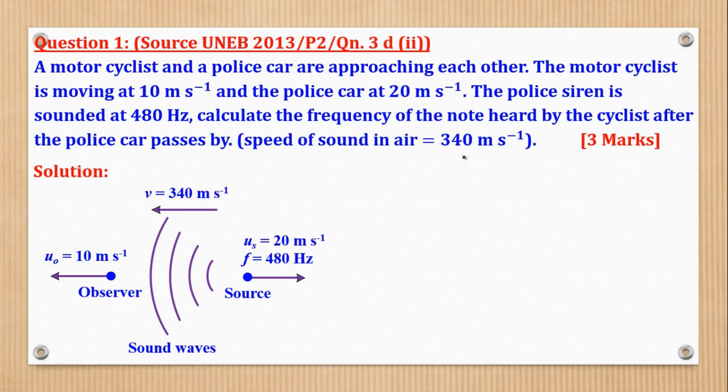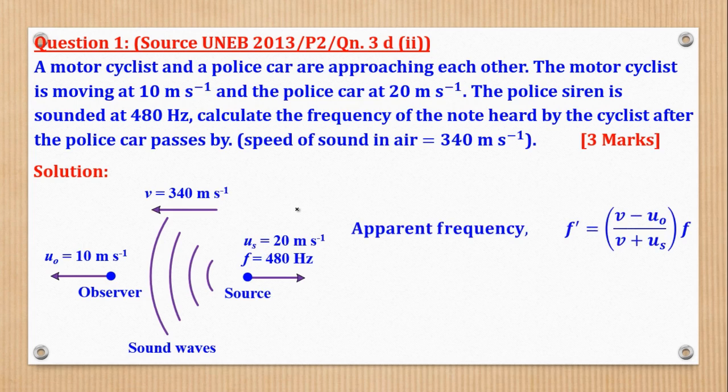So V is 340, U0 is 10, US is 20, and F is 480. Therefore, we shall quote the formula, because moving away means apparent frequency reduces, and for it to reduce, it has to be a minimum numerator, that's why there is a minus, and the maximum denominator, that's why there is a plus. Then you can substitute and use the calculator to get the frequency they wanted.